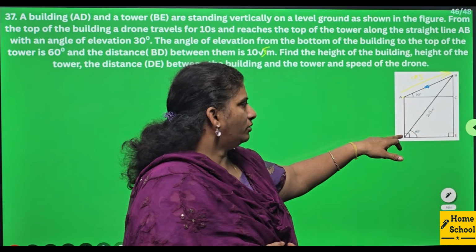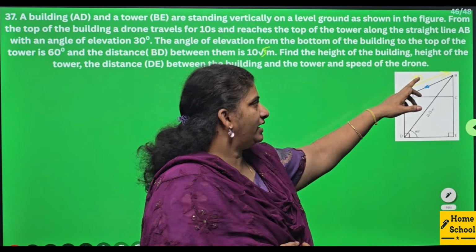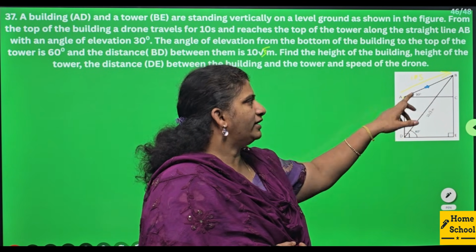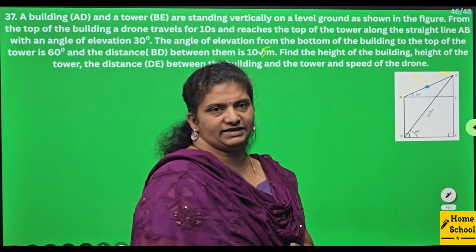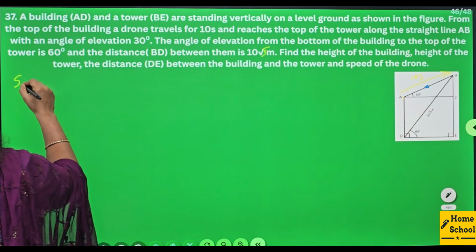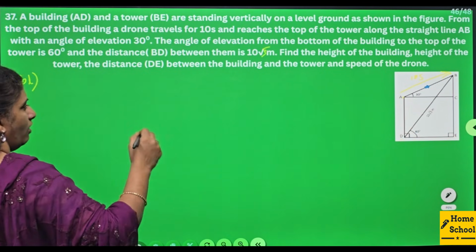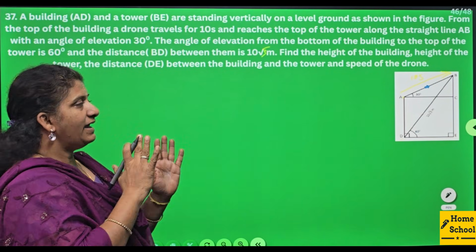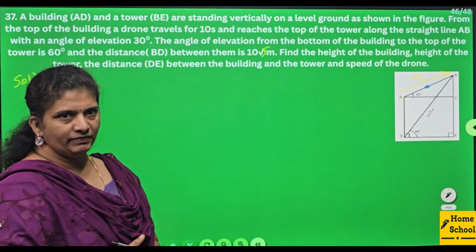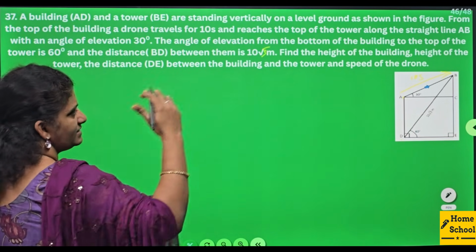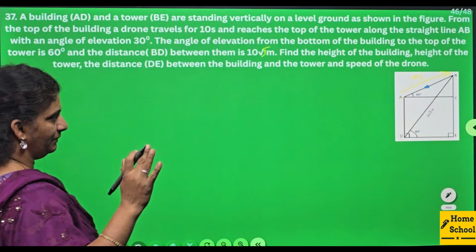Right? Now, the angle from the top of the building to the top of the tower is 30 degrees, and from the foot of the building to the top of the tower the angle is 60 degrees. What we need to find? First, you write all the given verbal statements neatly. I am not writing the verbal statement, I am doing the exact problem here. Okay, so what is all given, you write these sentences neatly again in the given data.